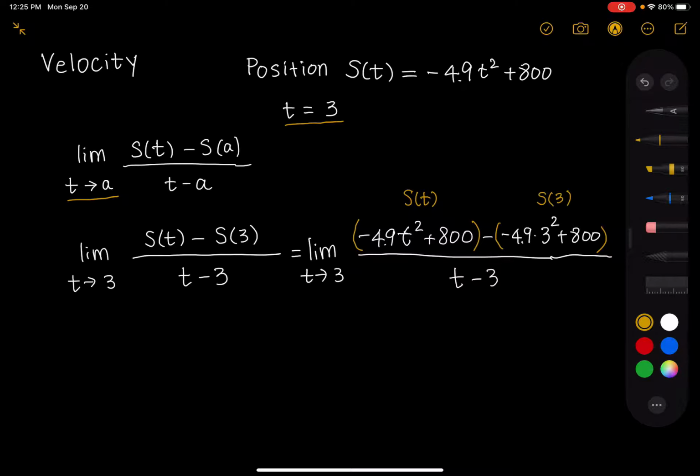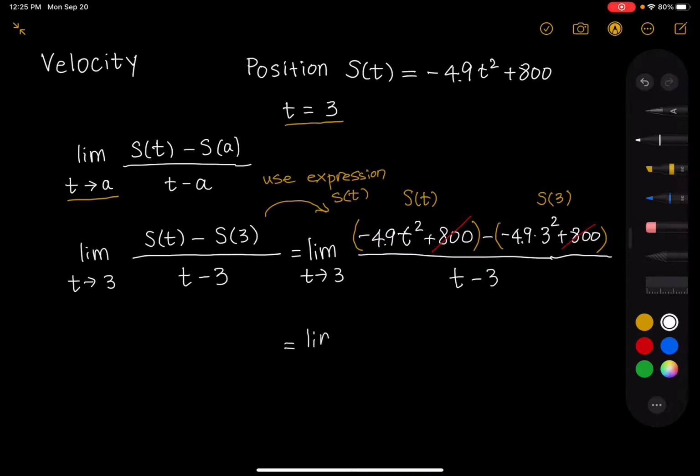From jumping from this step to that step, we use the expression of the function s of t and s of 3. So once we change everything into an algebraic expression only involving the variable t, then we can solve this problem. So notice we have plus 800, subtract 800, right? So these two cancel. So we simplify.